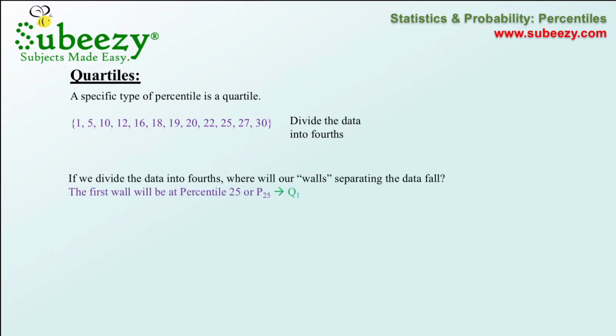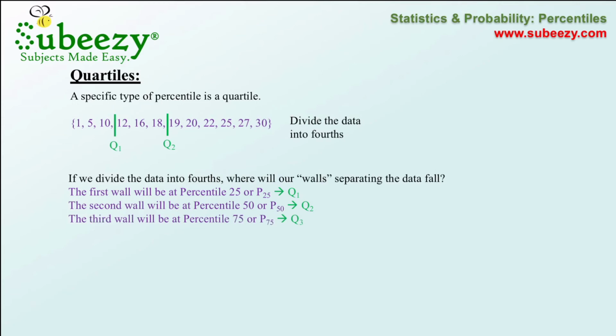The first wall will be at percentile 25. We call this Q sub 1, which is another name for percentile 25, P sub 25. The second wall will be at percentile 50, or P sub 50. We call this Q sub 2. Also remember that this is the median. And the third wall will be at percentile 75, or P sub 75. We call this Q sub 3.